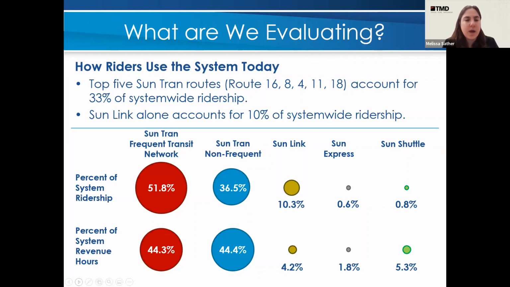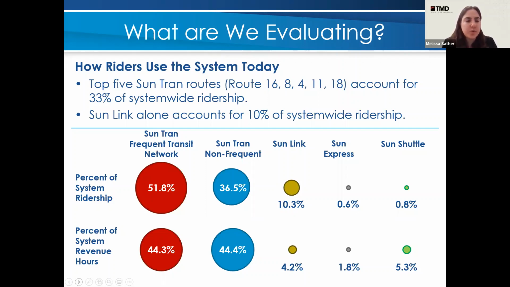We also want to understand how riders are using the system today. What we found from the ridership data is that the top 5 SunTran routes, routes 16, 8, 4, 11, and 18, account for 33% of all riders. So 1 in 3 riders are on just these 5 routes. If we can make these 5 routes operate really well, it'll benefit a huge portion of riders. It's even higher than 33% when you account for all the people transferring to and from those routes. Sunlink alone accounts for 10% of system-wide ridership.